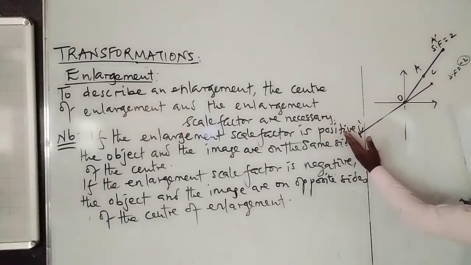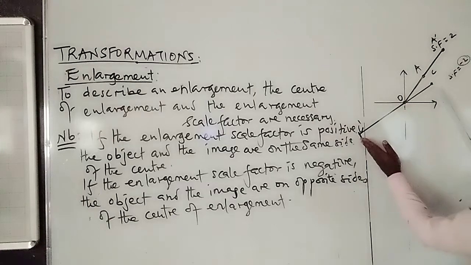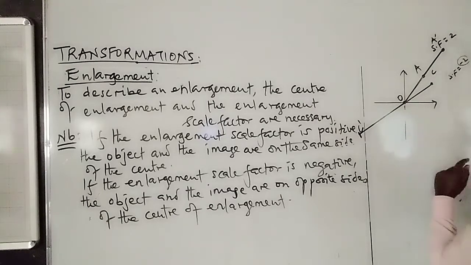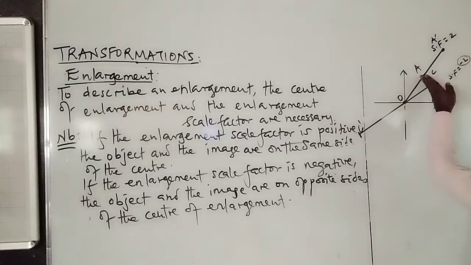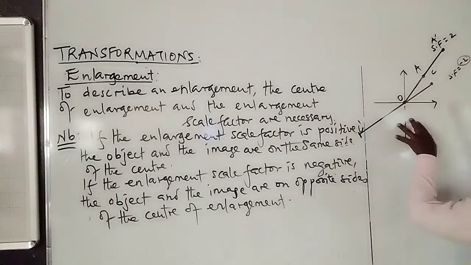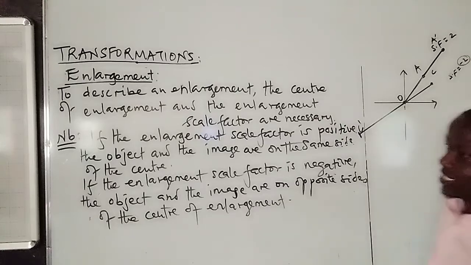So you'll be finding if the scale factor is negative, with C here, the enlarged C will be here if the center is here. Enlarged C is on the other side. But for the positive scale factor, A is here and A prime is here when the center of enlargement is here. Therefore, both A and the enlarged A are on the same side of the center. But for this case of negative, C prime is on the other side.